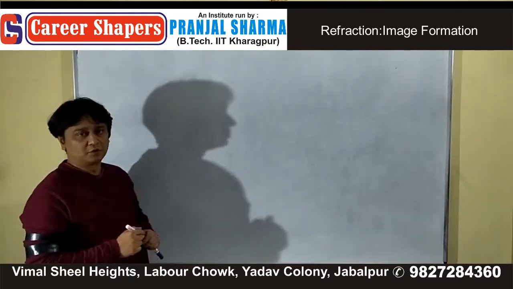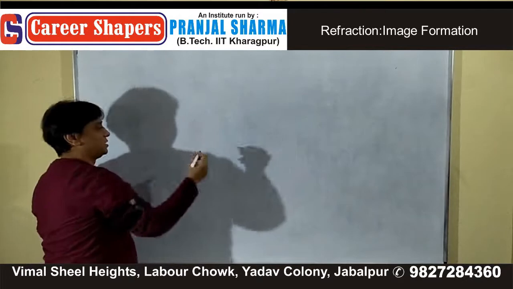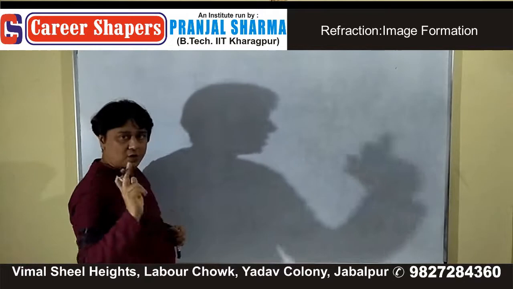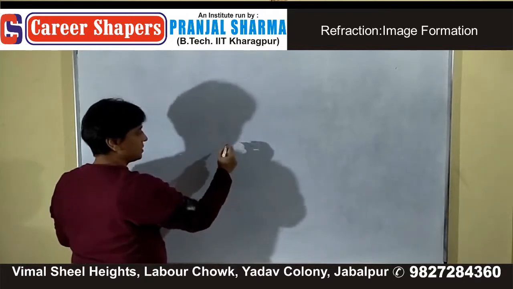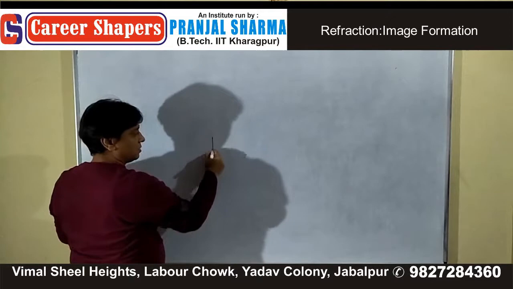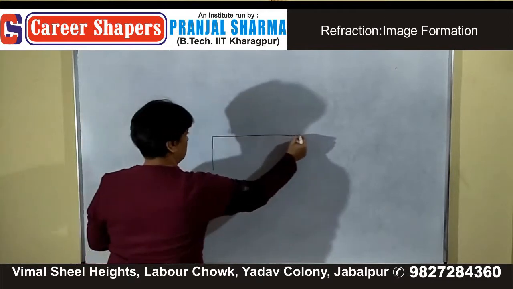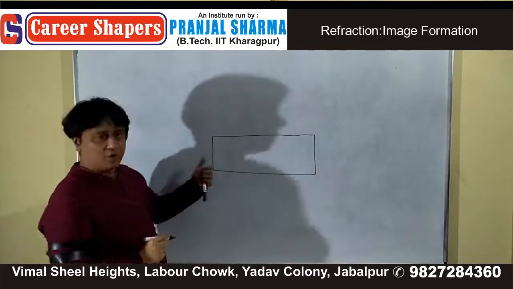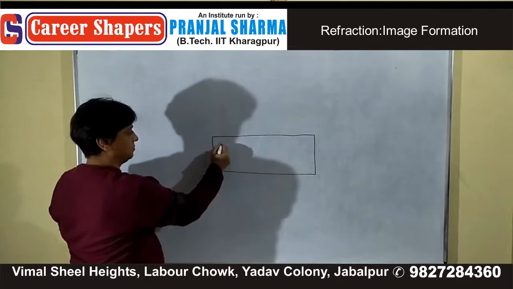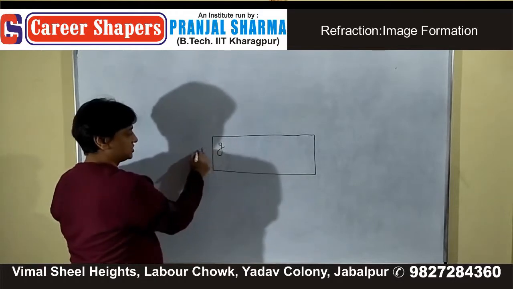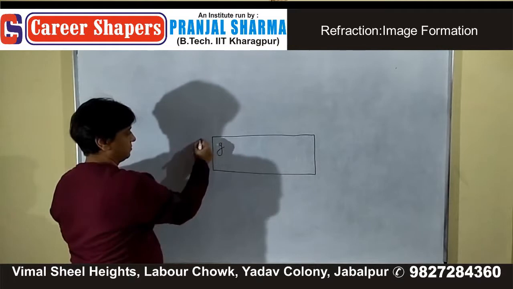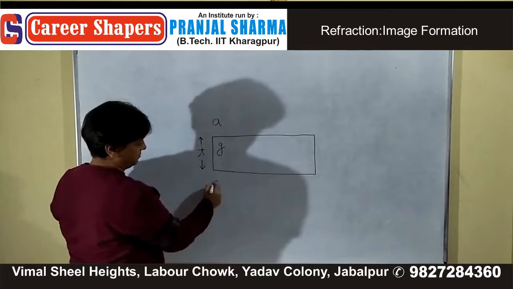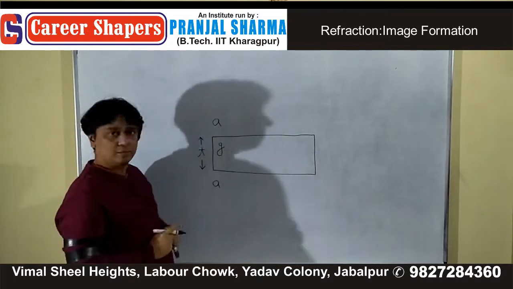Now let's see some examples on refraction at plane surfaces, especially for image formation. We have a glass slab, its thickness is T. Surrounding medium is air, both sides.